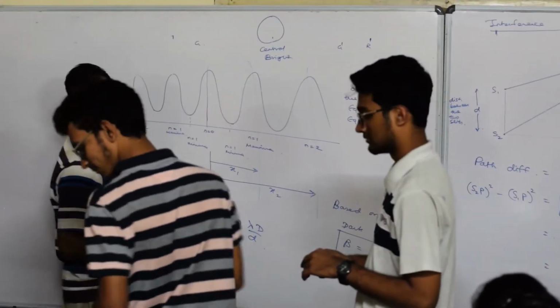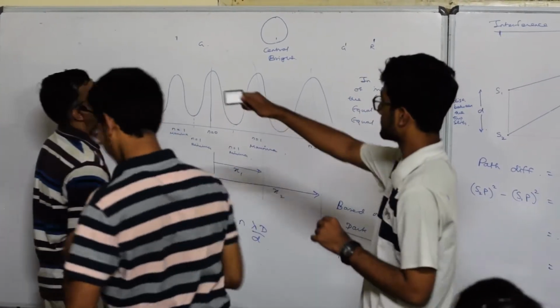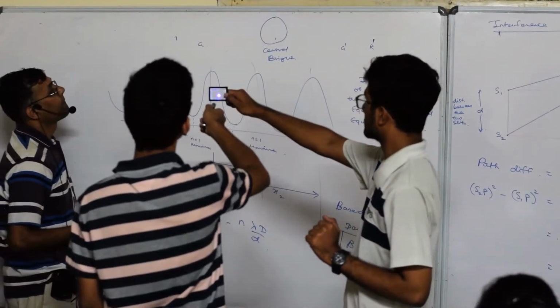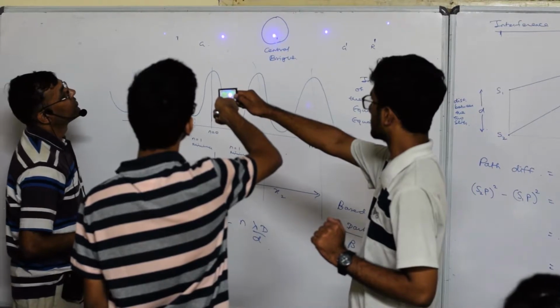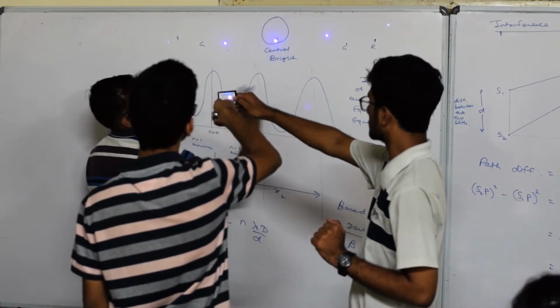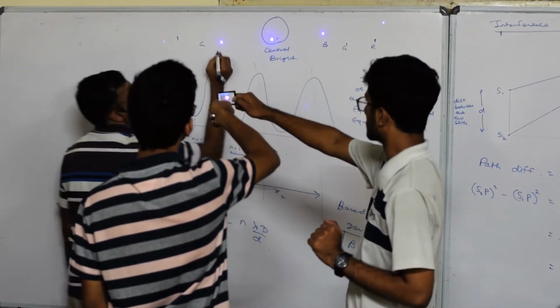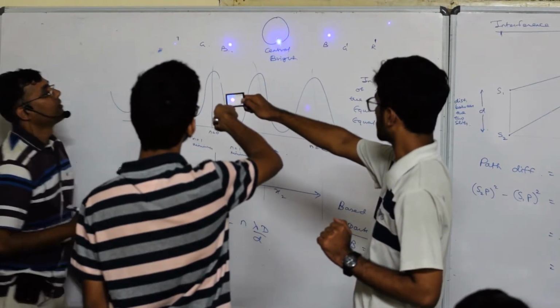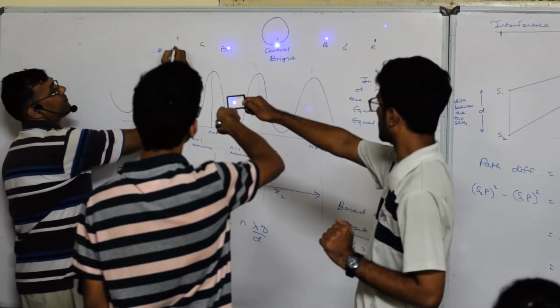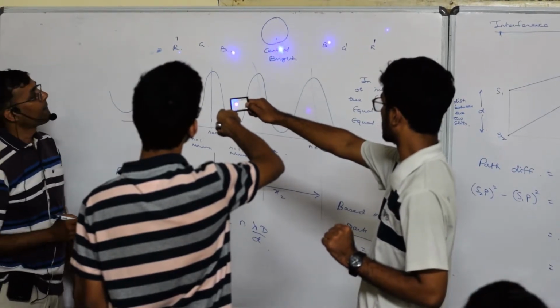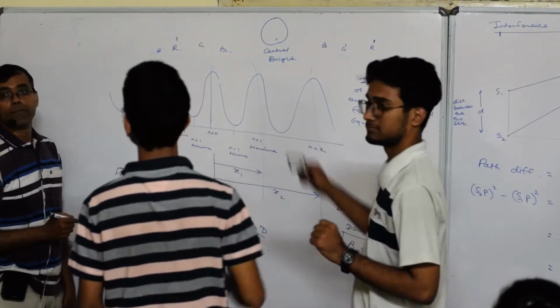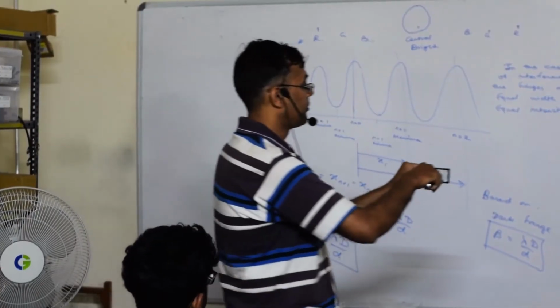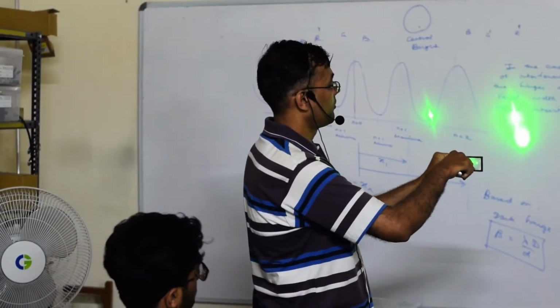Can you go to the blue one? I don't know if the blue will work, but try that. So the reference is the central bright fringe is here. So look at this. This is blue here, this blue here. So the blue is here. So we said it's something like this.